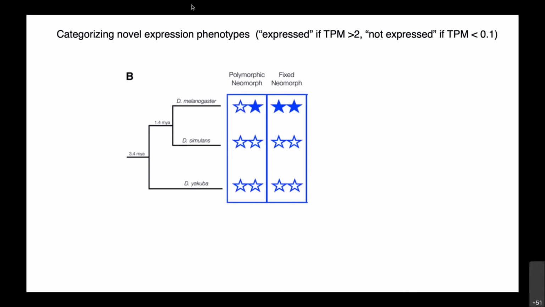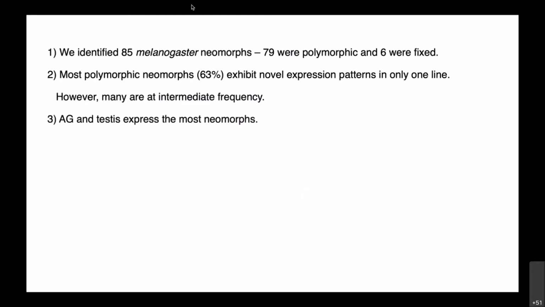So what did we find? We identified 79 polymorphic neomorphs and 6 fixed ones. So a total of 85. Not a lot. We looked at several thousand one-to-one-to-one orthologs in these 3 species. Most of these polymorphic neomorphs were expressed in only 1 line, but that still leaves a lot that were expressed in multiple melanogaster strains. So it's not strictly a phenomenon that one can write off simply as a sort of deleterious variation that's appearing at low frequency in these melanogaster populations.